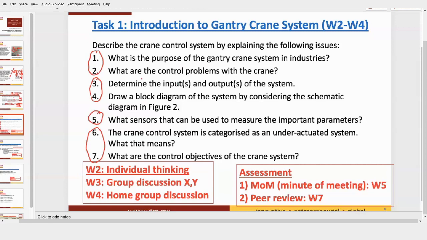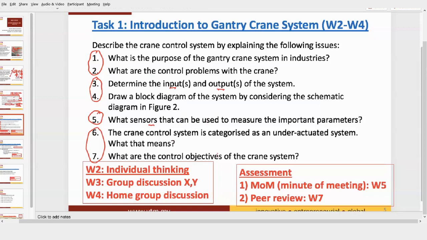So every one of you has this question. So please do some research, just Google and so on, and get information about the container crane: what is the purpose, what is the control problem, and then maybe what is the input, what is the output that we have discussed, displacement and theta. What is the sensor that we should use if we want a closed loop system, for the position and the angle? So search about sensors there. And then the control system category and the control objective of the crane system.